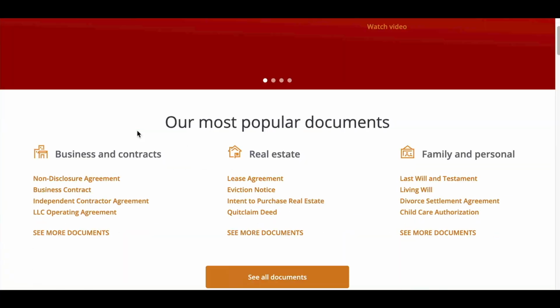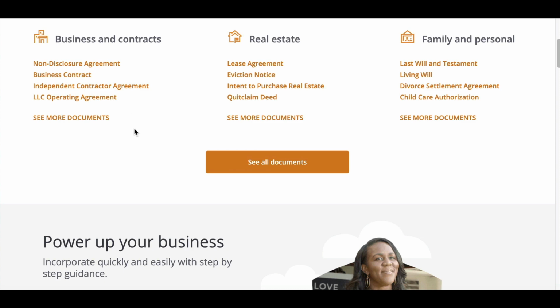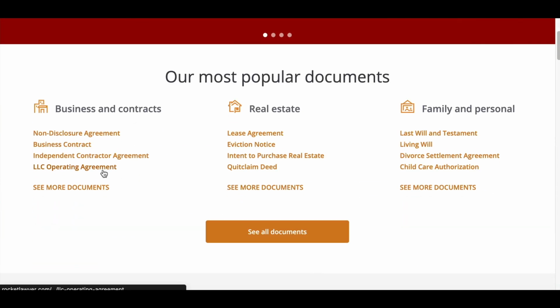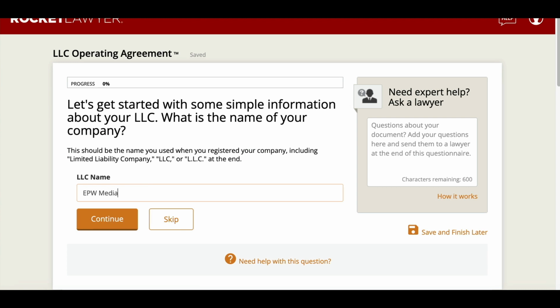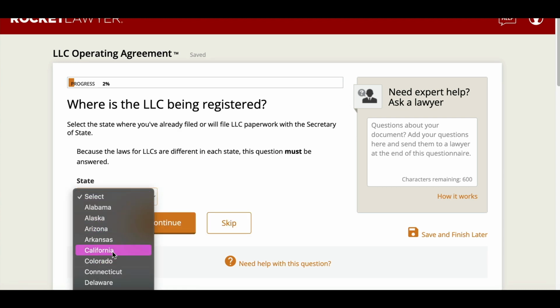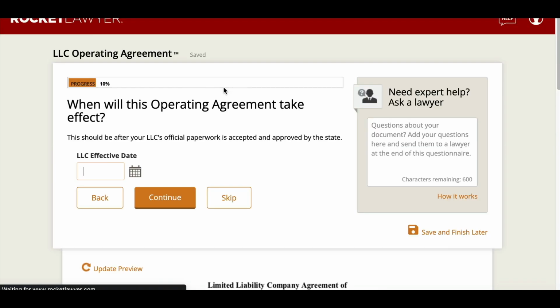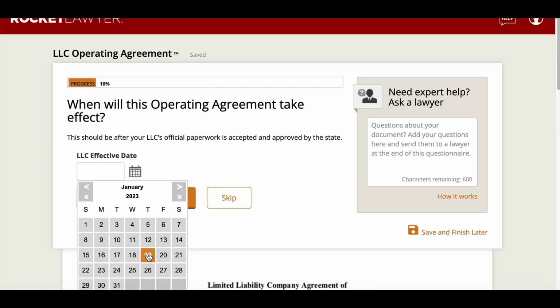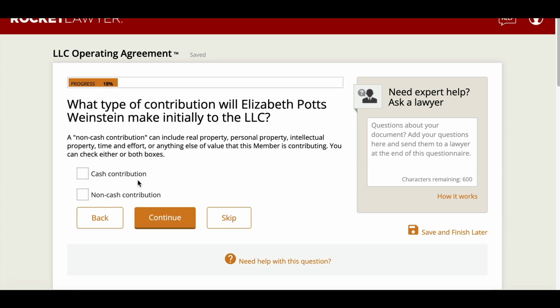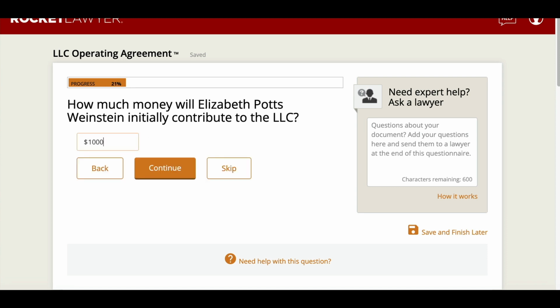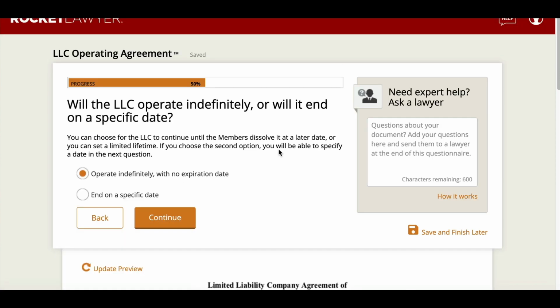All right, let's look at RocketLawyer. Okay, we're going to look at RocketLawyer. Let's see, they're really pushing tax stuff because it's tax season. So I'm going to click on LLC Operating Agreement, which is right there. It's a very common thing that people need. LLC Operating Agreement California. So EPW Media LLC in California. Can we skip this? I'm going to skip some of these things. It'll be effective today. Who type cash? $1,000. The registered agent, I'm skipping right now, so I have to type it.